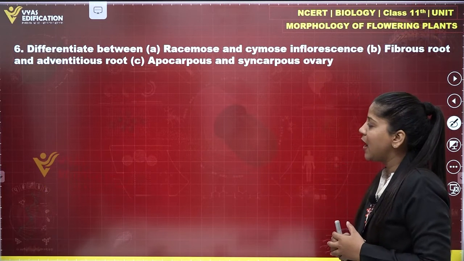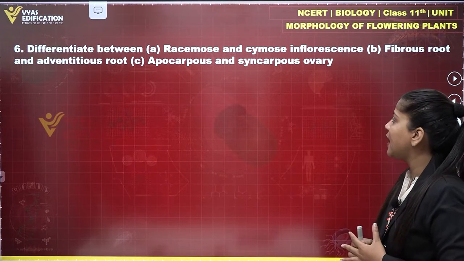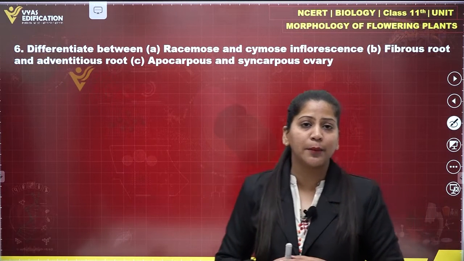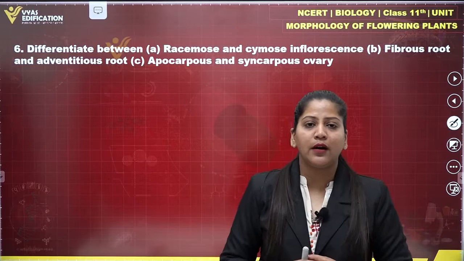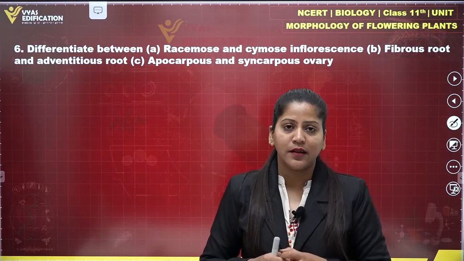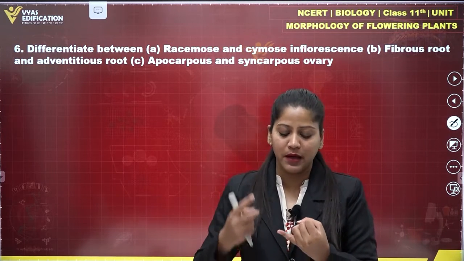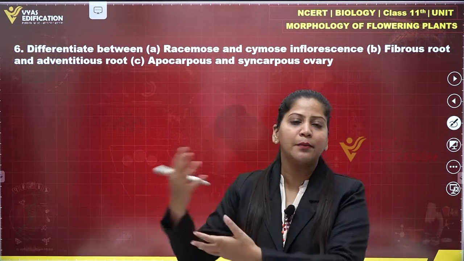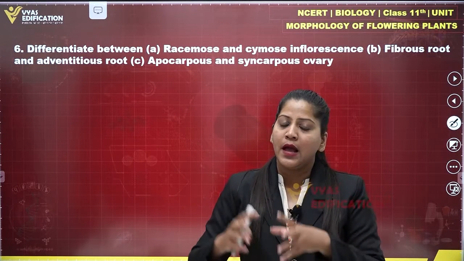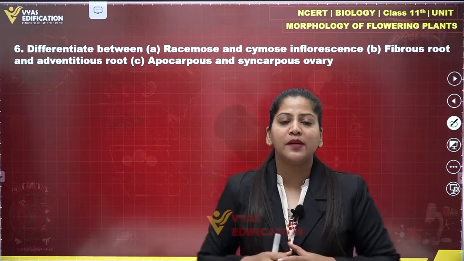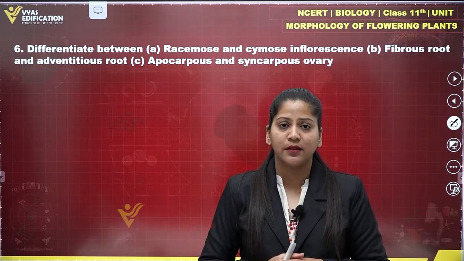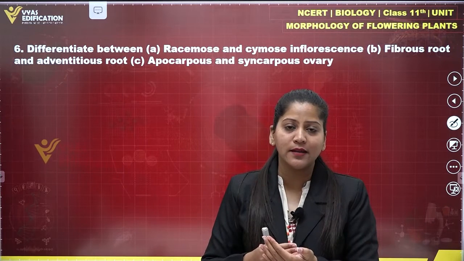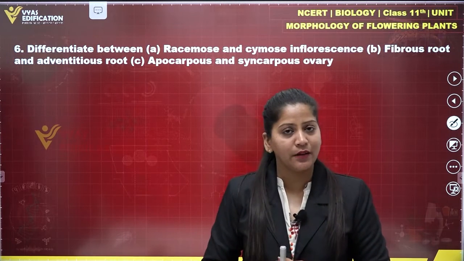Now the last one we have to differentiate between is apocarpus and syncarpus ovary. What is apocarpus and syncarpus ovary? Whenever the carpel or pistil is present in a flower, it can be one in number, it can be 2 in number, it can be more than 2 in number. Whenever we are talking about apocarpus and syncarpus, we always have to remember that we are talking about the flower which contains more than 2 ovary in a flower.